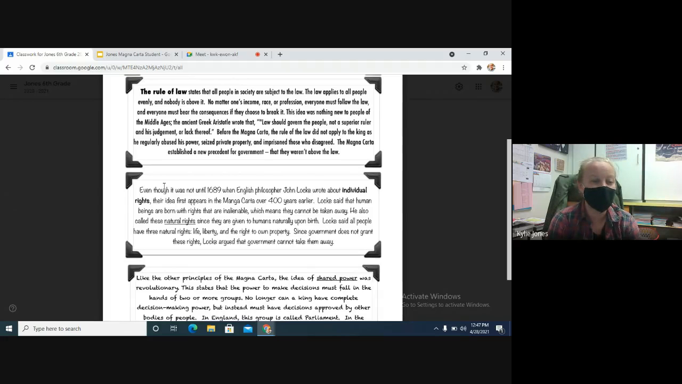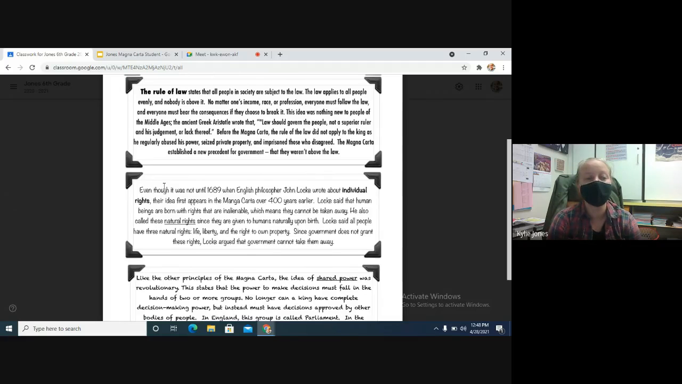Locke said that human beings are born with rights that are inalienable, which means that they cannot be taken away. He also called these natural rights, since they are given to humans naturally upon birth. Locke said that all people have 3 natural rights: life, liberty, and the right to own property. Since government does not grant these rights, Locke argued that the government cannot take them away.